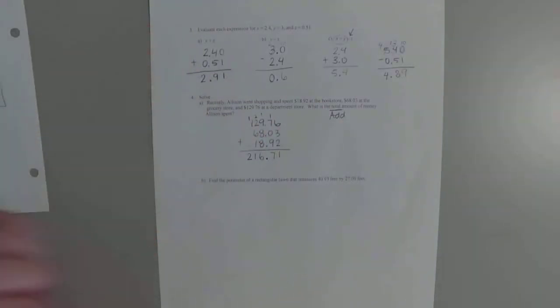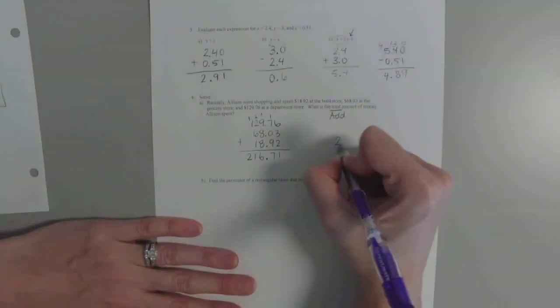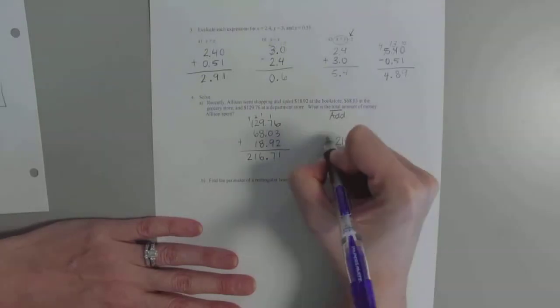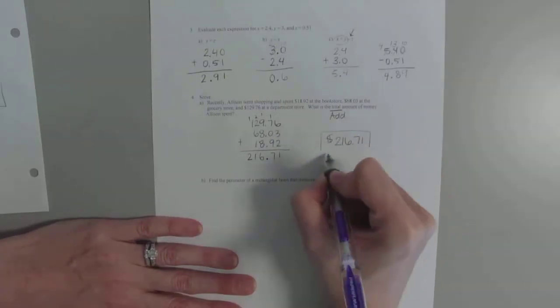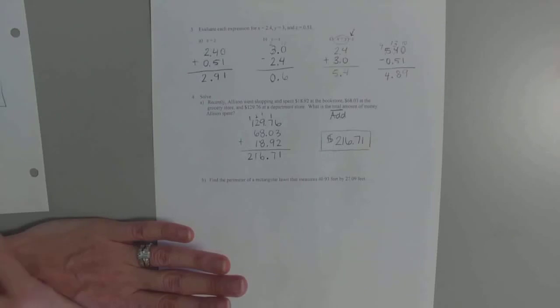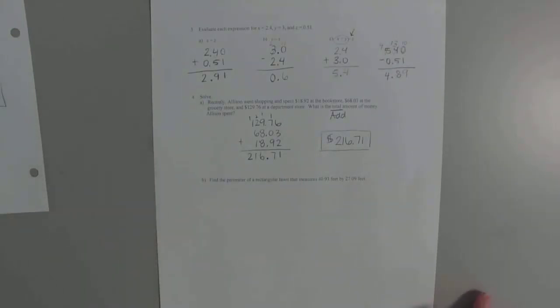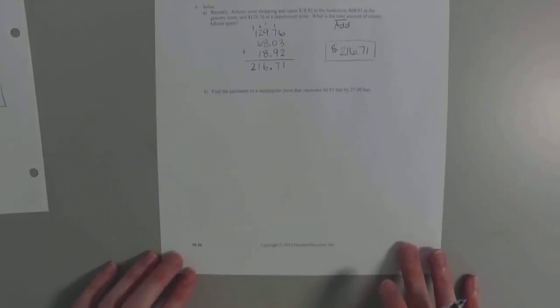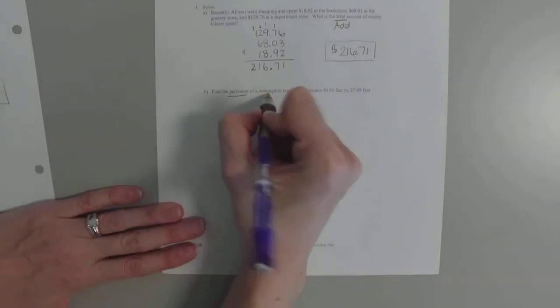2 plus 2 is 4. 4 plus 6 is 10. 10 plus 1 is 11. Put your 1, carry your 1. And 1 plus 1 is 2. Does that look right, guys? And then since it's a word problem, we have to realize this is the amount of money that she spent. So we need dollar signs. So that day she did a good job of spending money. She spent $216.71.